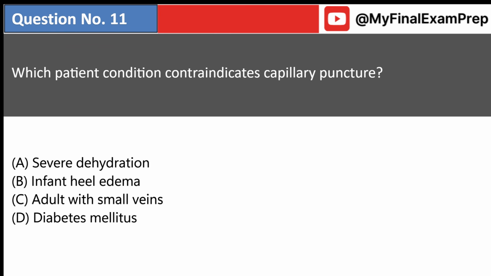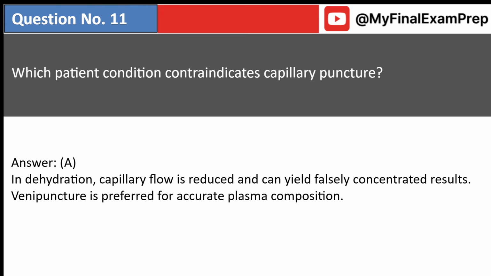Which patient condition contraindicates capillary puncture? A. Severe dehydration. B. Infant heel edema. C. Adult with small veins. D. Diabetes mellitus. Answer A. In dehydration, capillary flow is reduced and can yield falsely concentrated results. Venipuncture is preferred for accurate plasma composition.